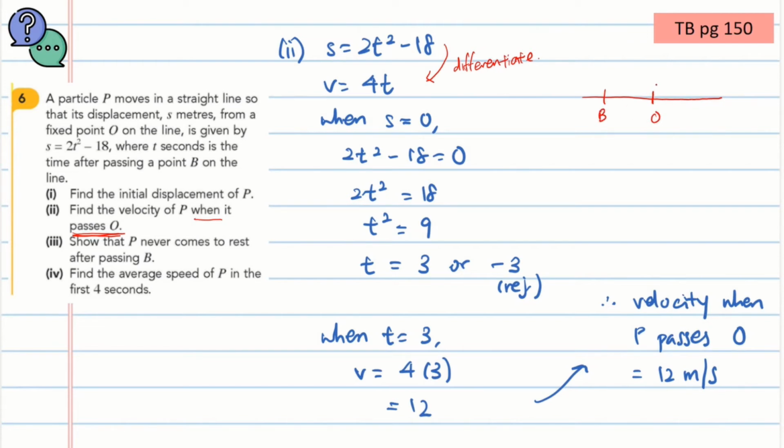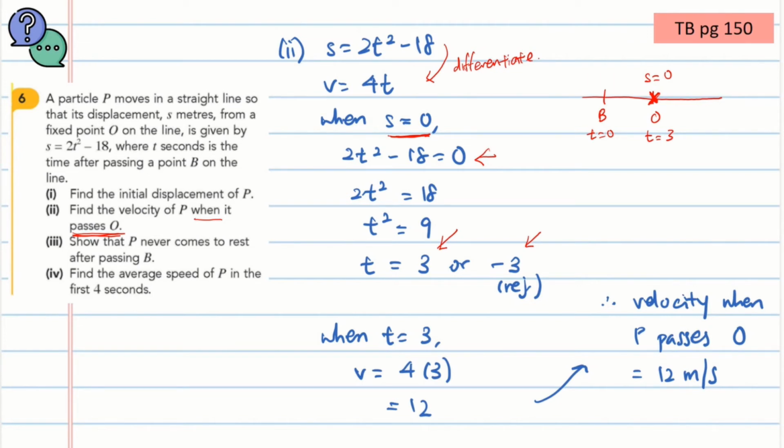We do not know what is the time that it passes through O. But we know at the very least that if I were to stand here, my displacement will be equal to 0. So when S equals 0, I substitute into my displacement function, and I solve that my t value will be 3 or negative 3. So this means that only 3 seconds later, I will be at the position O.